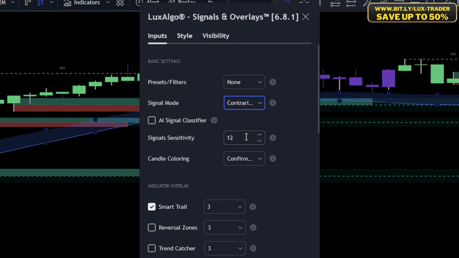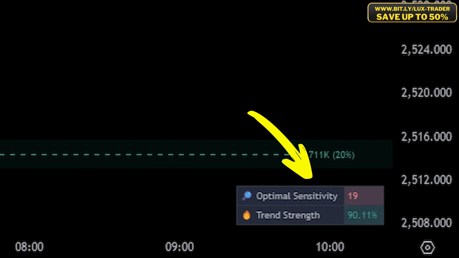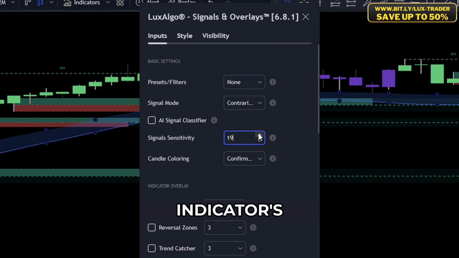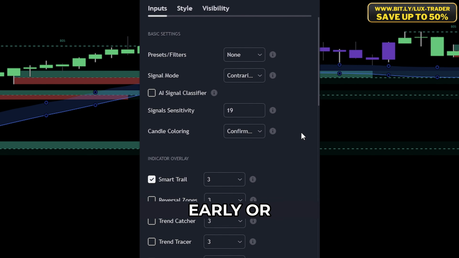Next, we adjust the sensitivity. You want to set it to the optimal value, which is displayed on the indicator's dashboard. This setting is crucial because it tailors the indicator's behavior to the specific market you're trading, filtering out noise and giving you cleaner signals. Keep in mind that markets can be very noisy, especially on smaller time frames like the 15-minute chart. So this adjustment ensures you're not entering too early or too late.